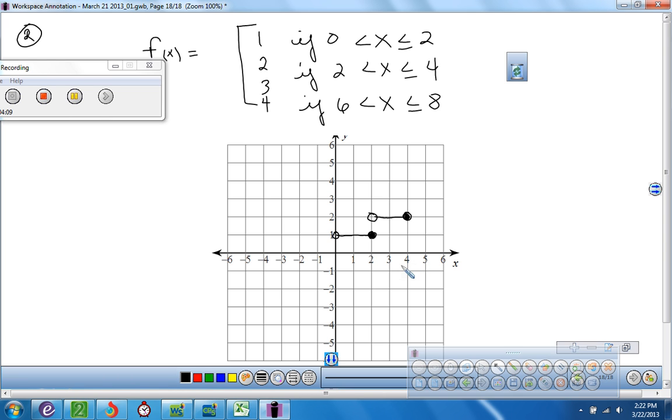I'm sorry, I left off part of the graph. Hang on, let me fill this in. Alright, so we're going to have to redraw this.